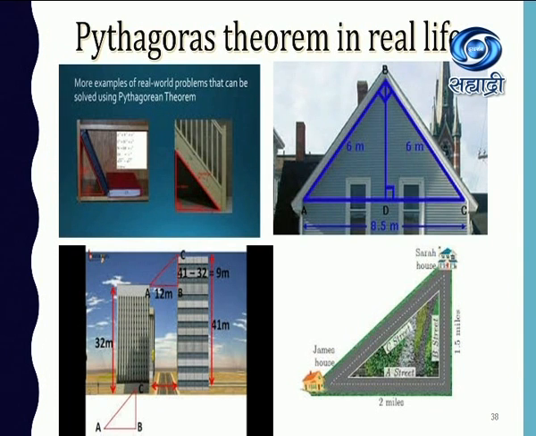Now let's see where we use this Pythagoras theorem. Actually, Pythagoras theorem is used everywhere. It is the basic rule applied in construction businesses, by architects, designers, engineers, mechanics, everywhere. So these are real world problems that can be solved using Pythagoras theorem. You can see the different structures over here where Pythagoras theorem has been used, because this is the fundamental, basic thing for geometry. They use it everywhere.